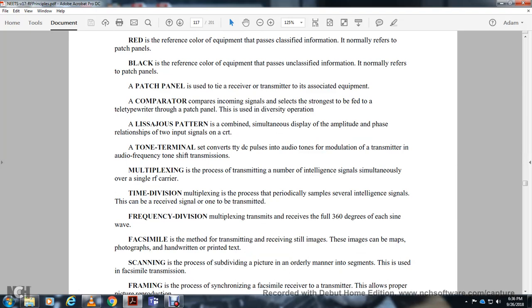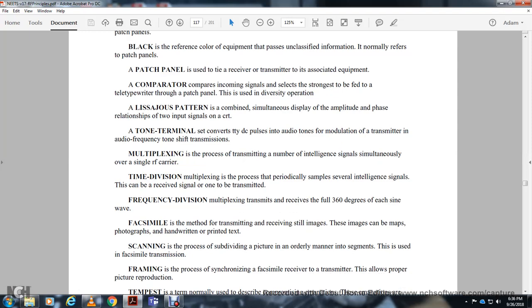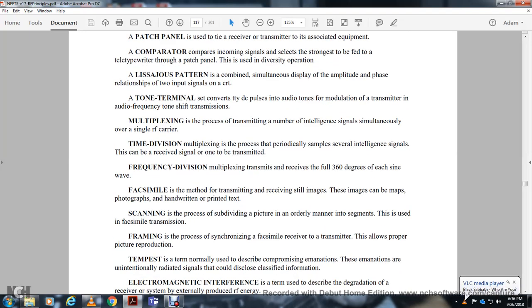Facsimile: the transmitter and receiver of still images. These images can be maps, photographs, handwritten, and printed text. Scanning: the process of subdividing a picture in an orderly manner into segments. Facsimile framing and synchronizing allow the facsimile receiver to stay in step with the transmitter, allowing proper printing and reproduction.